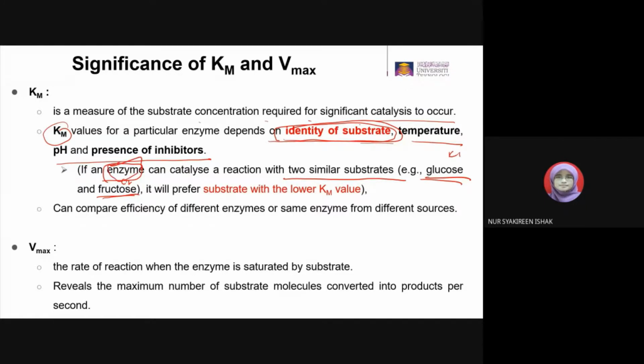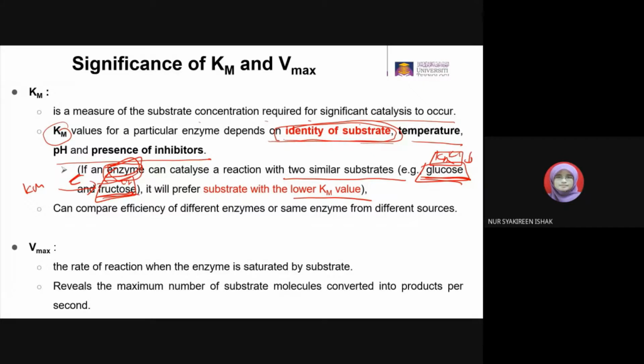So this enzyme will catalyze the reaction with the substrate that has lower Km value. So which one will it choose? Will it choose glucose or fructose? The enzyme will look at the Km value of fructose and the Km value of glucose. So if the Km value of glucose is smaller, the enzyme will prefer to bind to glucose instead of fructose. Okay?